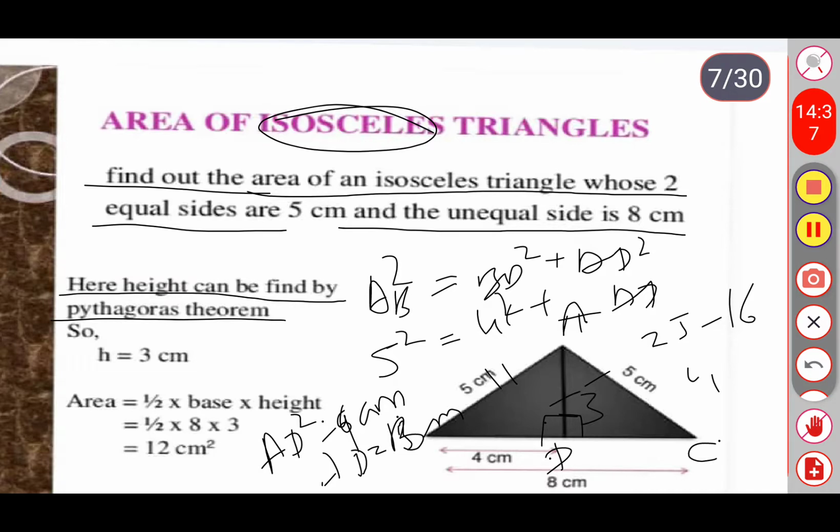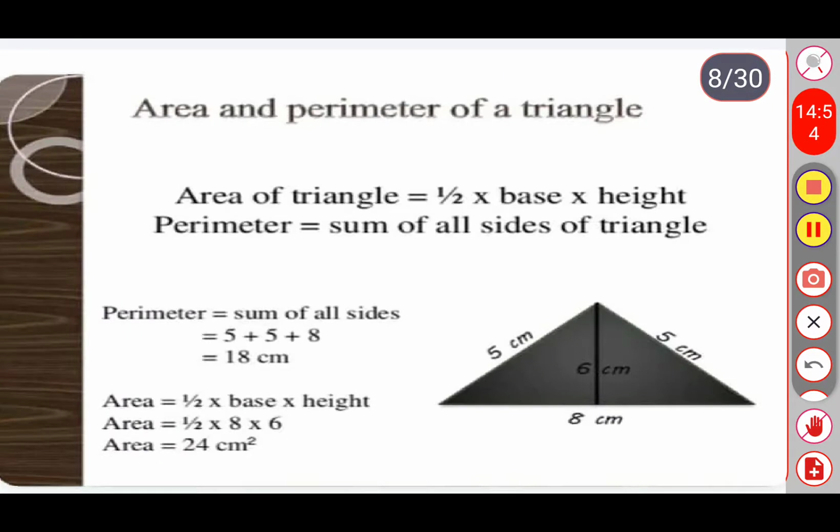Now we know the base and height of the triangle, so directly use the formula half into base into height. So 3 ones are 3, 4 threes are 12. 12 centimeter square is the area of the triangle. Let's see, one more problem is given. This is also one of the examples.